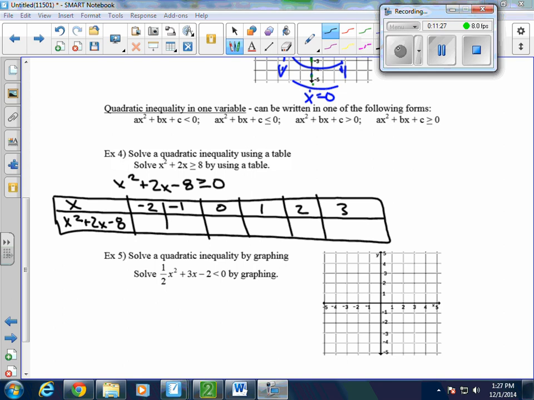So let's put in some numbers, and I'll start at 0. If I put in 0, I get negative 8. If I put in 1, I get negative 5. If I put in 2, I'm going to get 4 plus 4 minus 8, that's going to be 0. If I put in 3, that's going to give us 9, plus 6 is 15, minus 8, which is 7. If I put in negative 1, we're going to get negative 9.